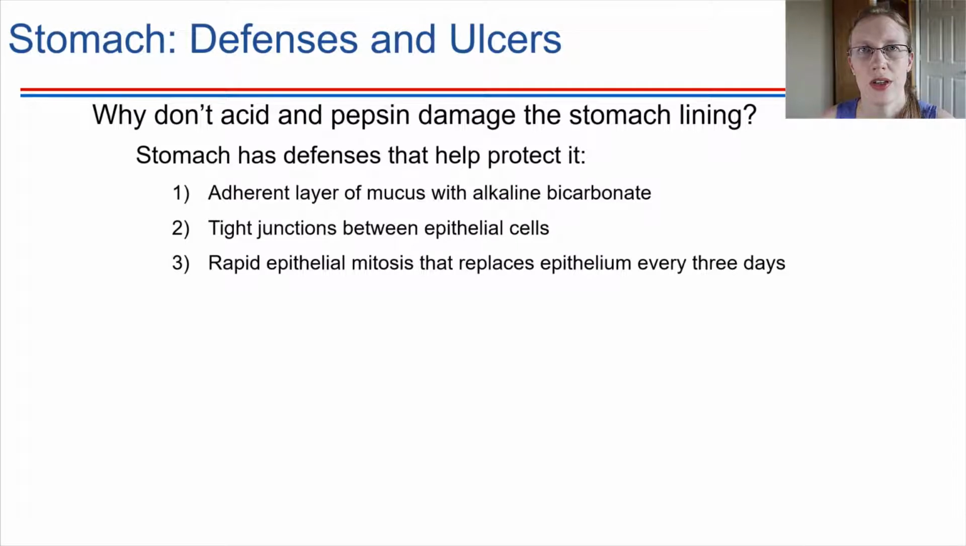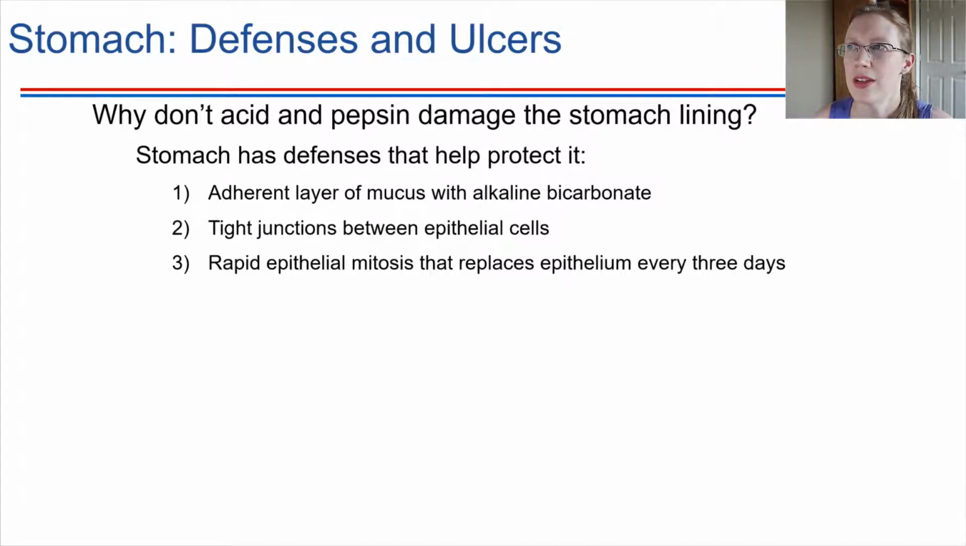Given that the pH of the stomach is so low, and given that pepsin has been activated to digest protein, why doesn't the stomach digest itself? It's a good question to ask. There are a few key defenses that the stomach has to protect itself. We've already mentioned the tight junctions that exist between the epithelial cells. That helps to prevent the acid and pepsin from making their way in between cells. But there are still those surfaces that are facing the lumen of the stomach. Why don't those surfaces of the epithelial cells get degraded over time?